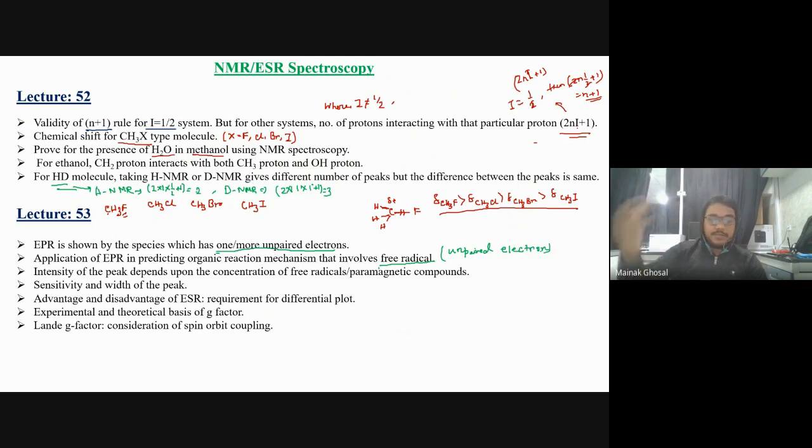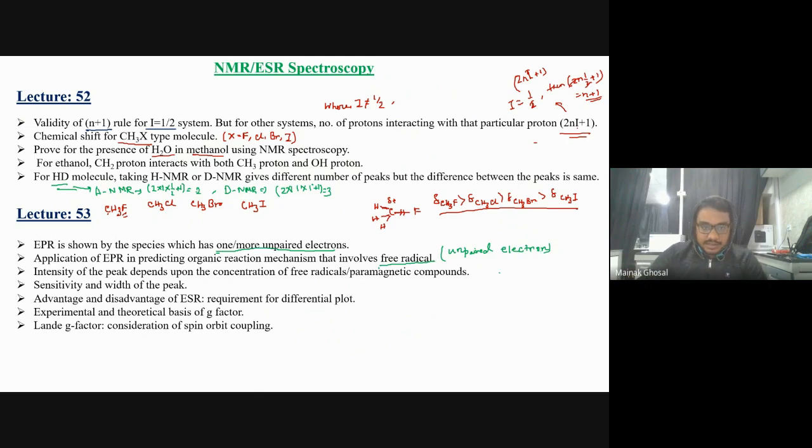So since free radicals involve unpaired electrons, for any organic reaction going through a free radical mechanism you will get some signal in ESR. So if, with an intermediate compound, you go through ESR spectroscopy and get some signal, you will say that yes, a free radical is actually forming.